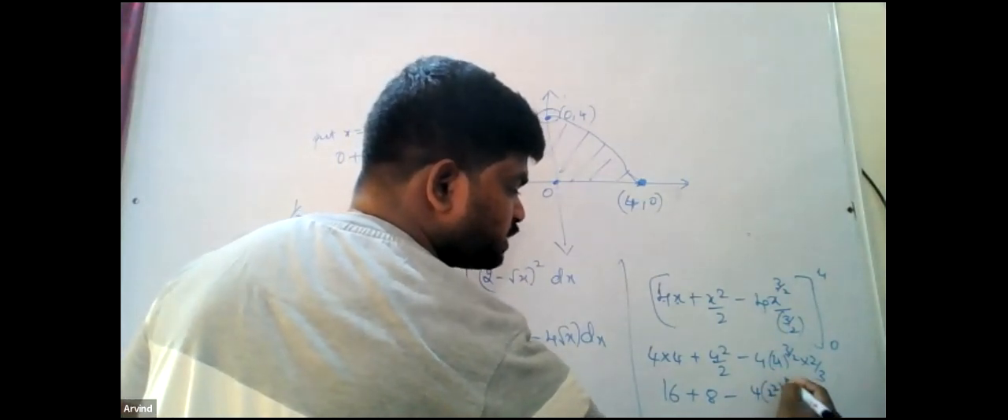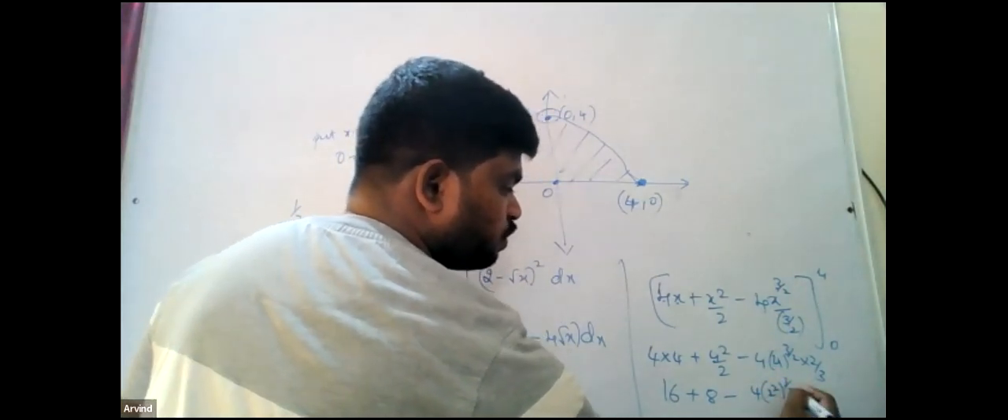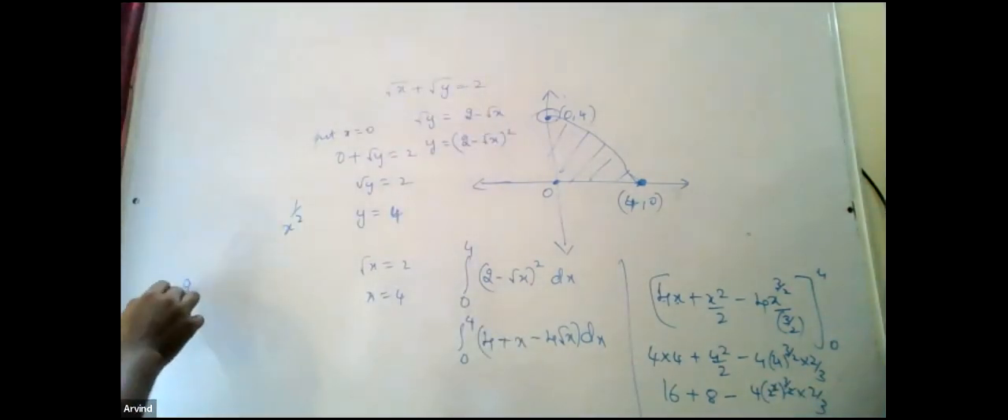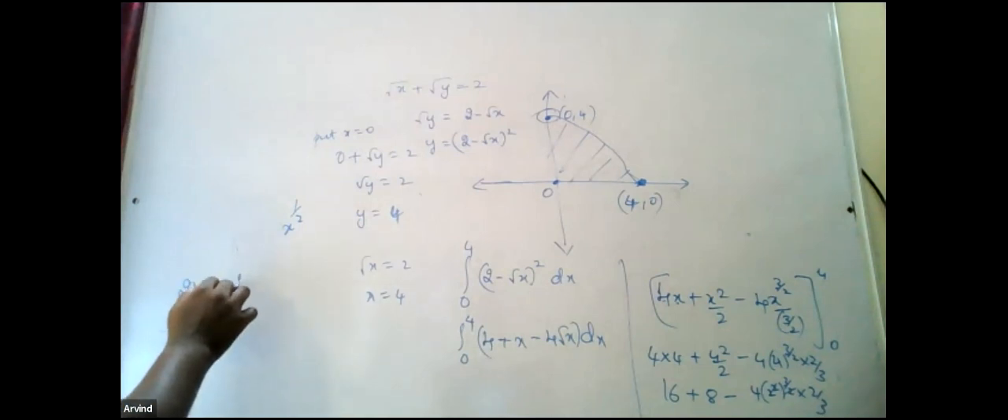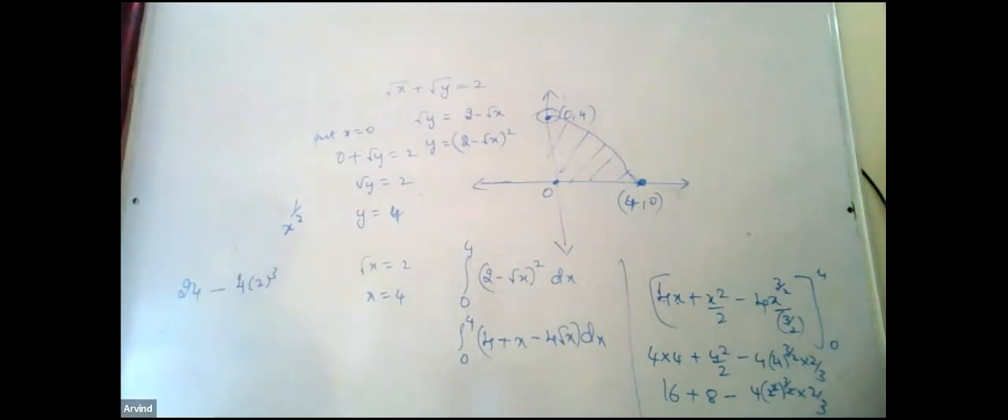I'll do it like this. Next step I'll do that. So 2 and 2 get cancelled. So you're left with 16 plus 8, 24 minus 4 into 2 cube into 2 by 3. This will be the answer.